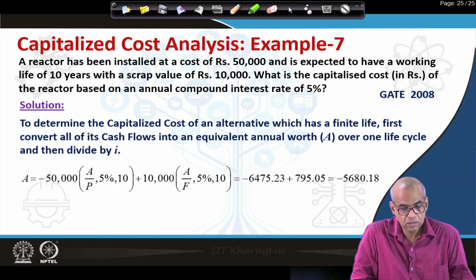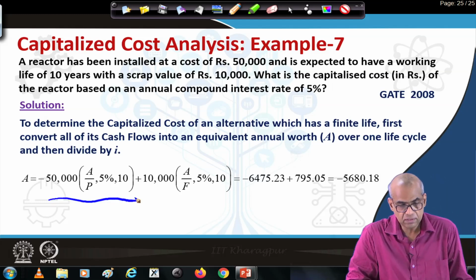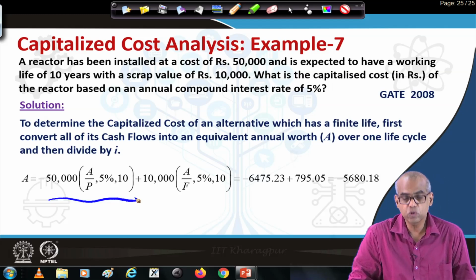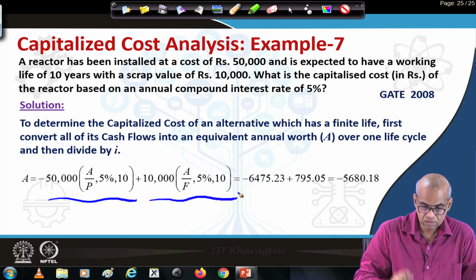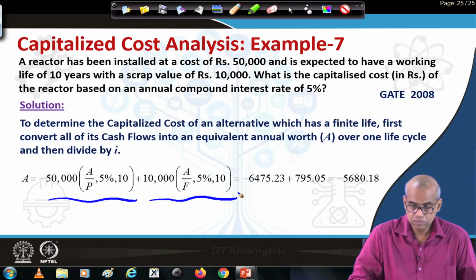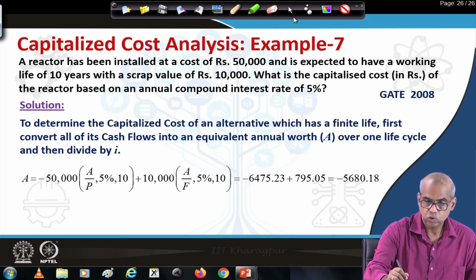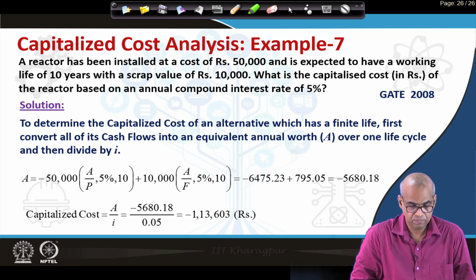So, find out the A values for the installed cost of rupees 50,000, which works for 10 years, interest at 5%. So, this gives you this term, and then the salvage value or scrap value is rupees 10,000, which is a benefit. So, this will be a plus, again 10 years and 5% interest. So, you get A, then the capitalized cost will be A by A.